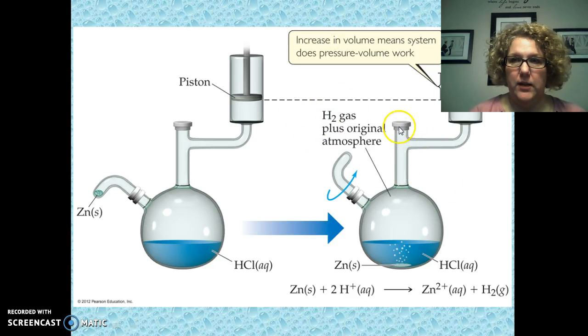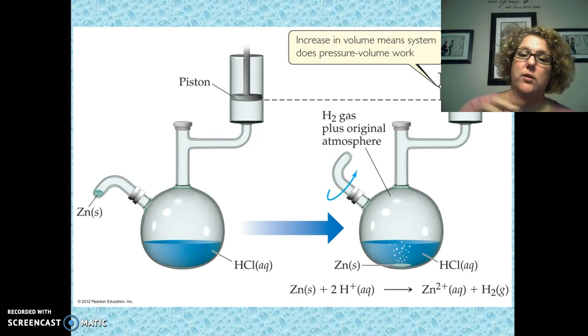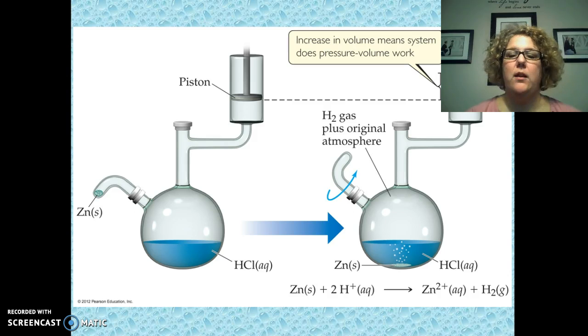If it increased in volume like this example does, then that means the system did some pressure volume work, and we'll get a negative answer there. If the system does work, just look at it like you are the system. Do you want to do work? Neither do I. So it's a negative thing if the system has to do work. If work gets done on you, like you get a massage, and somebody's doing all the work on you, well, then that's a positive thing. That's how I keep it straight.